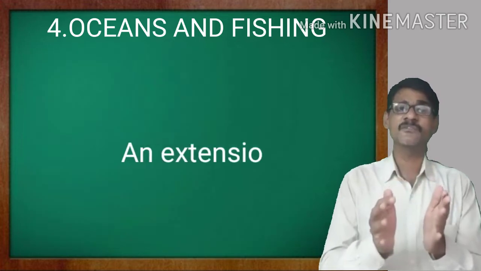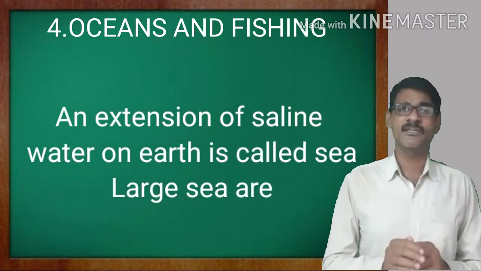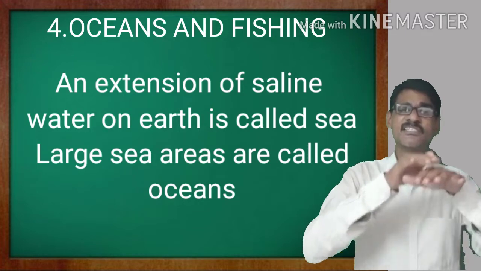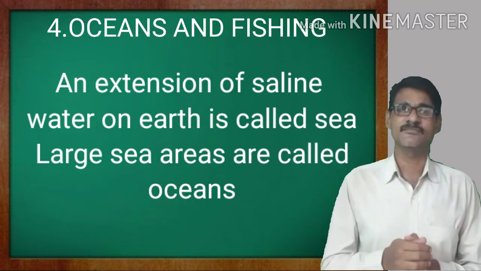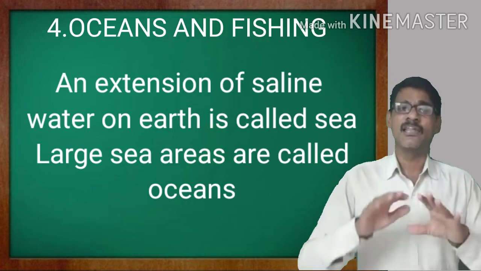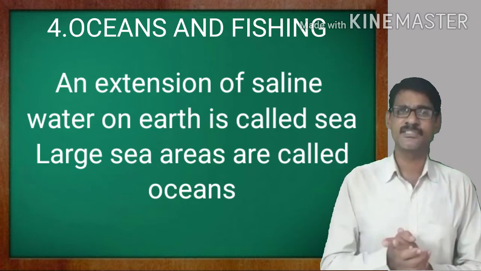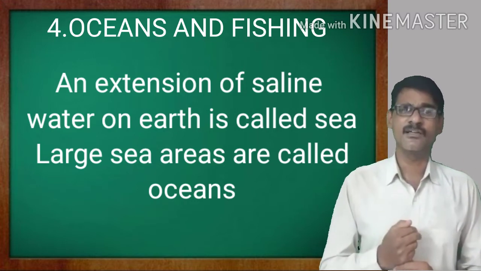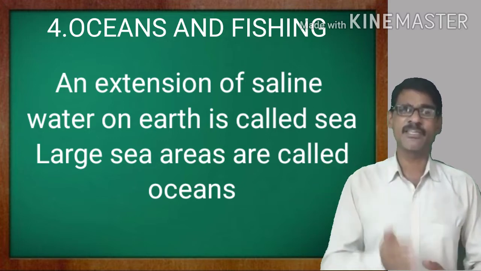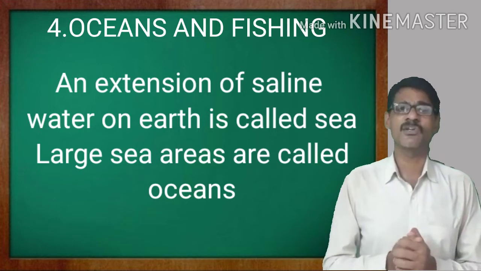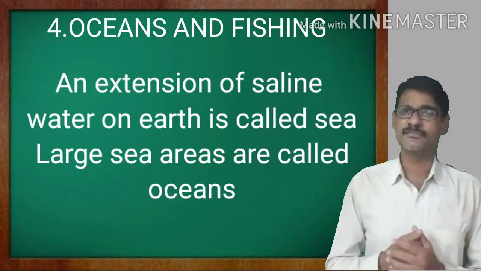An extension of saline water on the Earth's surface is called a sea. It is nothing but a sheet of salt water on the Earth's surface. And the large areas of seas are called the oceans. Generally, oceans are huge water bodies separated by the continents.